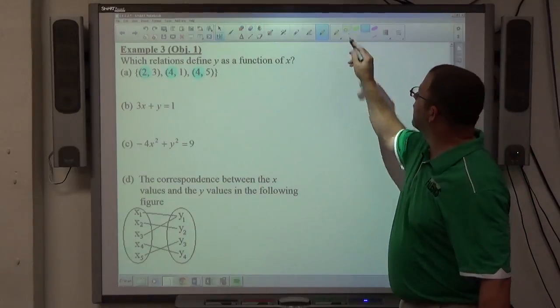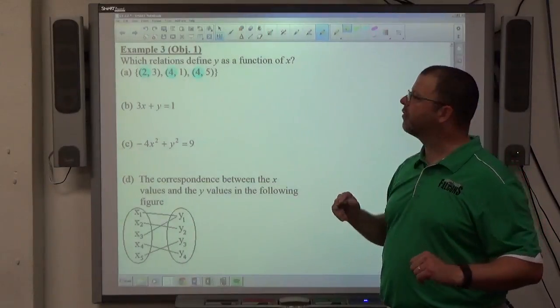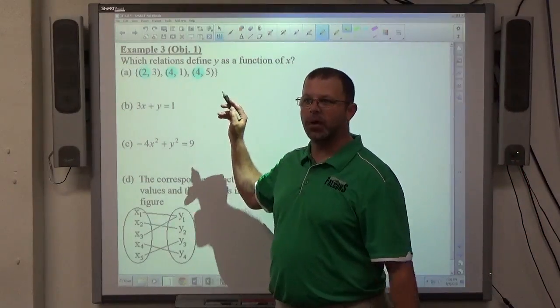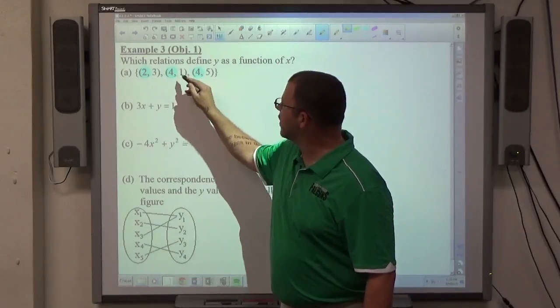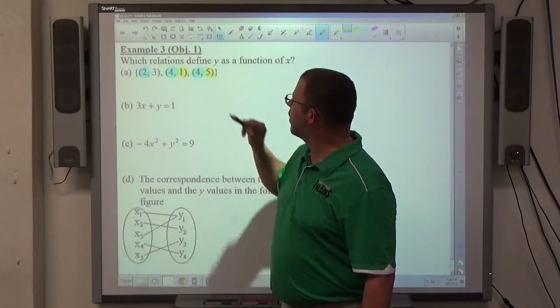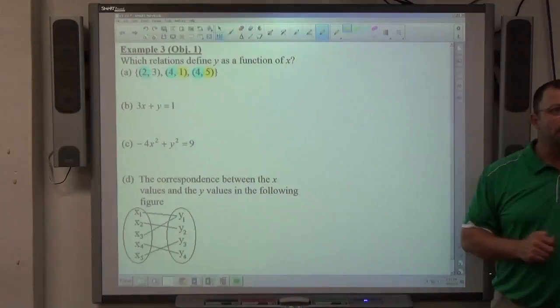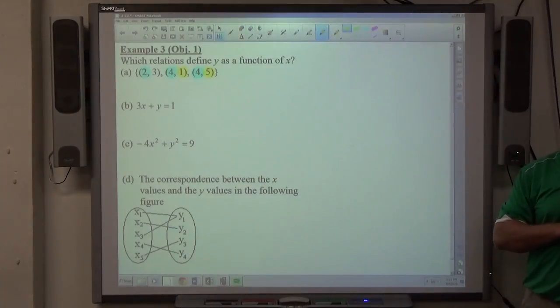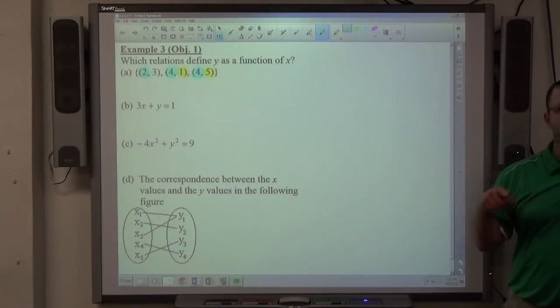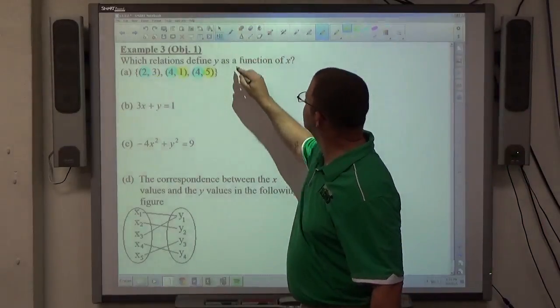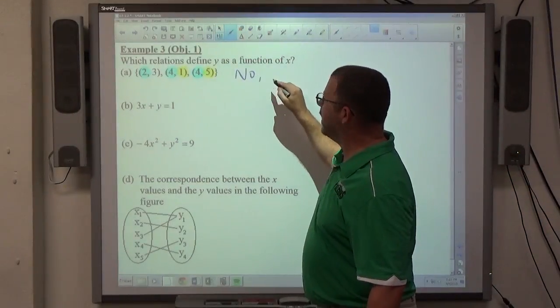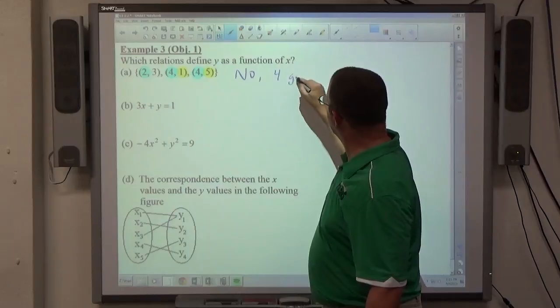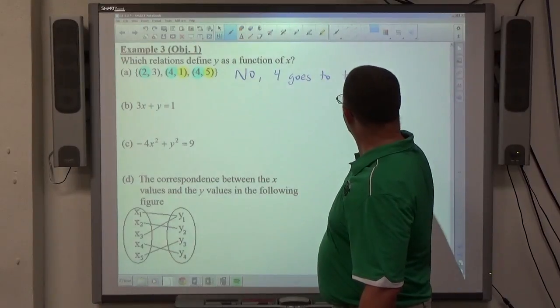The next thing we look at, if we don't get the immediate yes because they're all different, is we look at the y values on the same ones. All right, so 4 and 4 are the same, so I look at the y values of 1 and 5. If the y values are also the same, it's still a yes. If the y values are different, it's a no. The reason being that 4 goes to 2 different numbers.